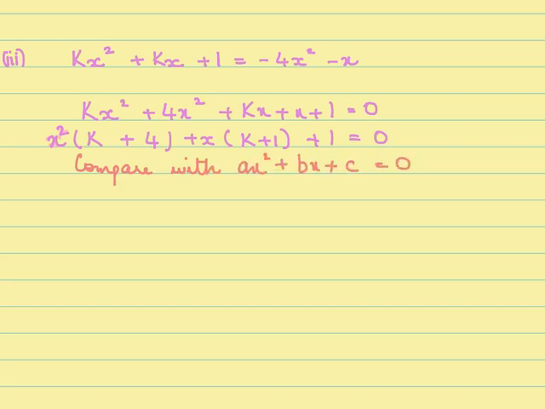the general equation ax squared plus bx plus c. This will be my a. So a is k plus 4. My b is the x term. This is my x term. So this is b. So b is k plus 1. And the non-x term is c. So c is 1. Here again roots are real and equal.